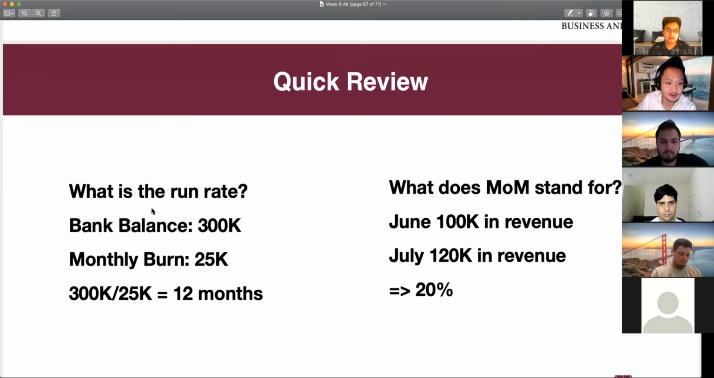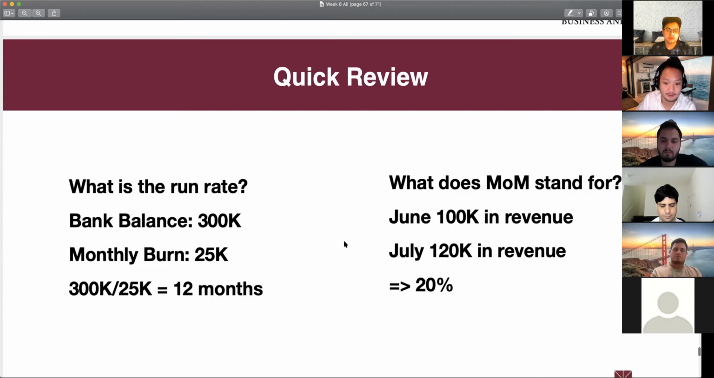What is runway, right? So if the bank balance is 300,000 and you're burning 25K, this is the monthly burn rate, then this basically means you have 12 months left to survive, right? The other one is month on month, what does MOM stand for? This is the monthly revenue rate. So you want to be able to know the growth rate, right?